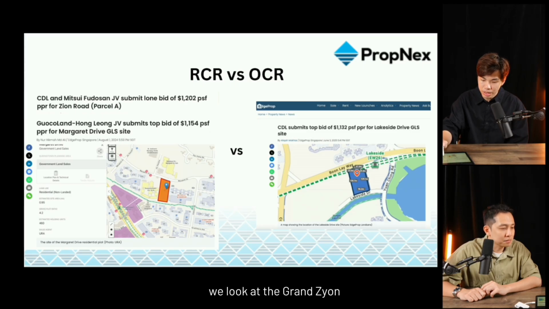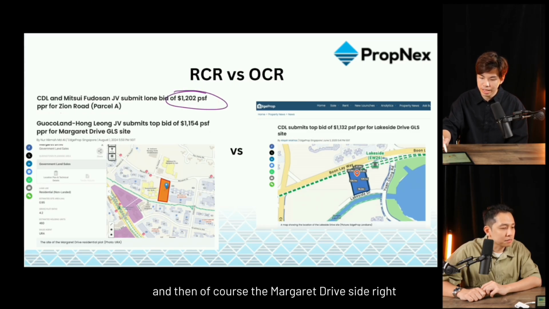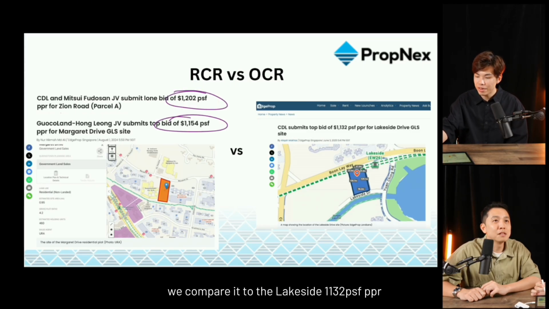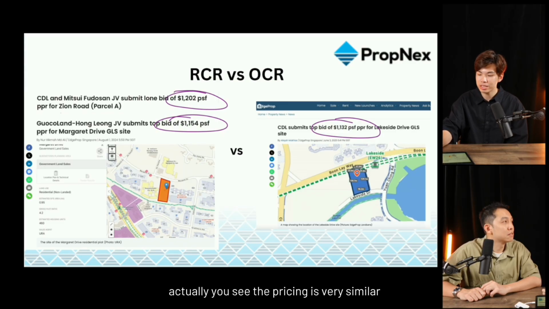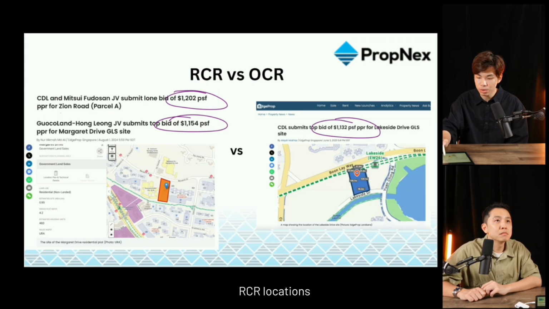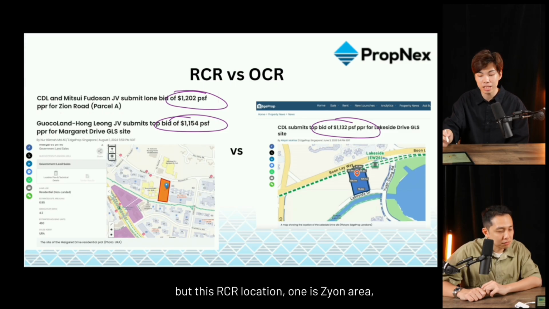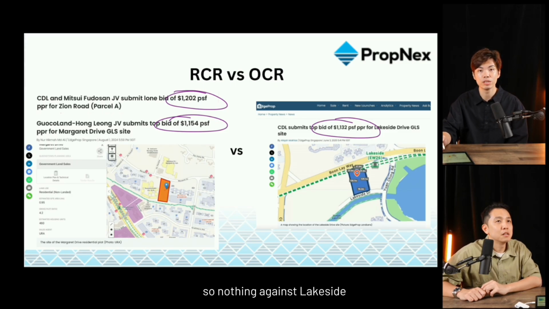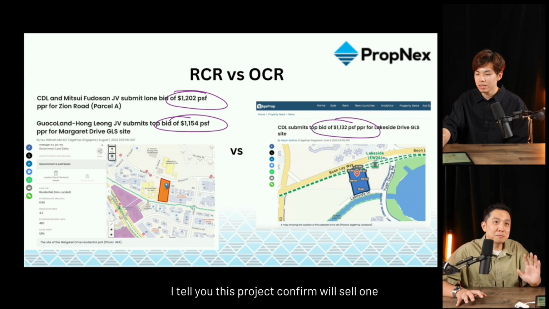This one, of course, we look at the Grand Zion, and then of course the Margaret Drive side, right? We compare it to the Lakeside 1132. Actually, you see the pricing is very similar. But again, you must take note, these two are actually very good RCR locations. But with this RCR location, one is the Zion area, the other one is the Queenstown area. So nothing against Lakeside. I tell you, this project confirm will sell.